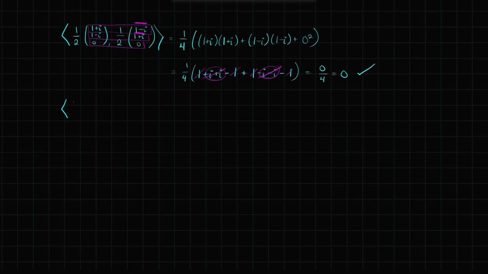This will be the vector 1/2 times (1 plus i, 1 minus i, 0) against the vector (0, 0, 1). If I multiply across horizontally, I have (1 minus i) times 0, (1 minus i) times 0, and 0 times 1, also known as 1/2 times 0 plus 0 plus 0, and I certainly have a 0.